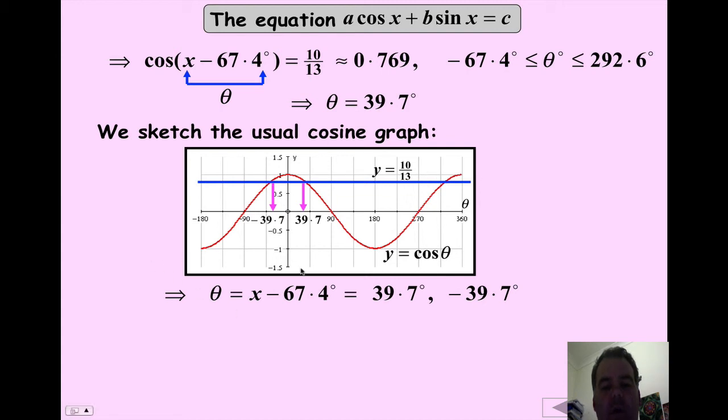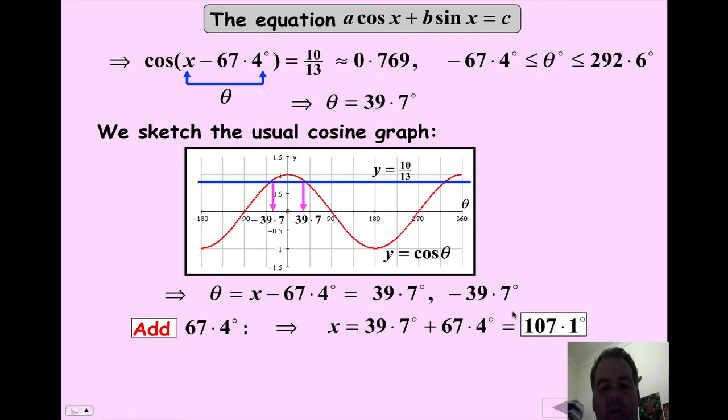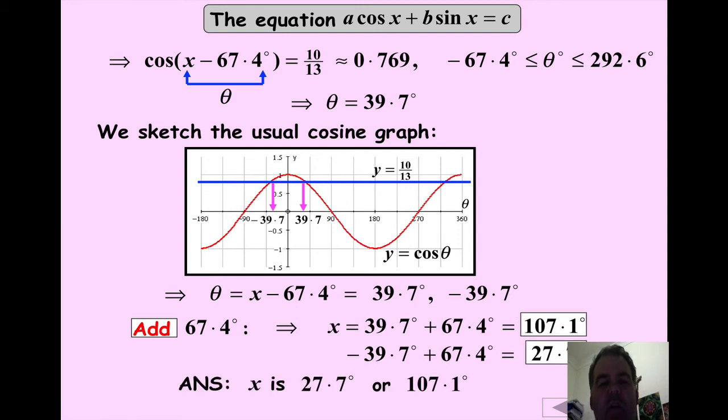Okay, so x minus 67.4, this would be my next step in the working, is 39.7 or negative 39.7. Adding 67.4 to both sides gives us 107.1 and 27.7. That is the answer.